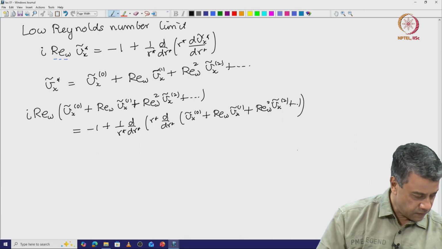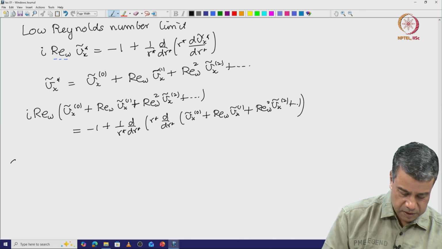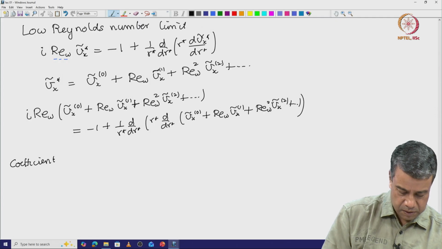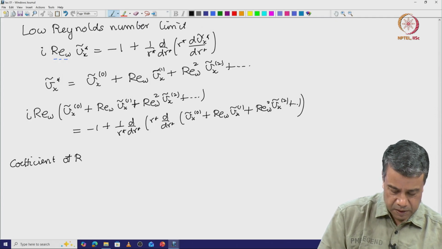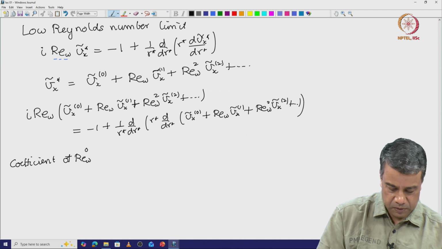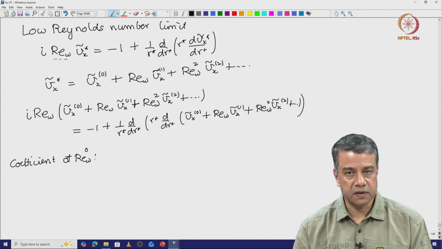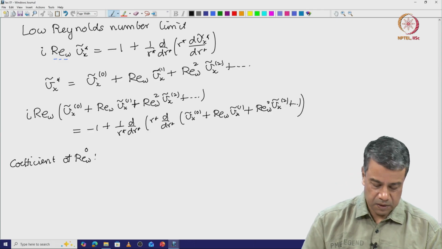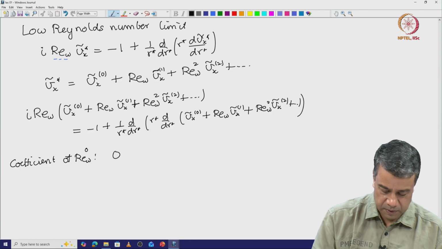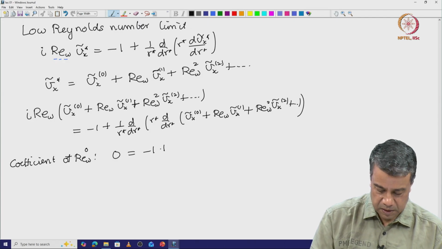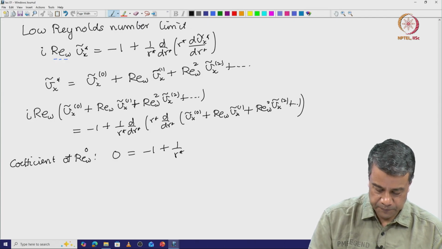So, for the coefficient in this equation of Re omega to the power 0, what is it? On the left side I have coefficient of Re omega power 1. So, the only coefficient of Re omega power 0 is minus 1 plus 1 by R.